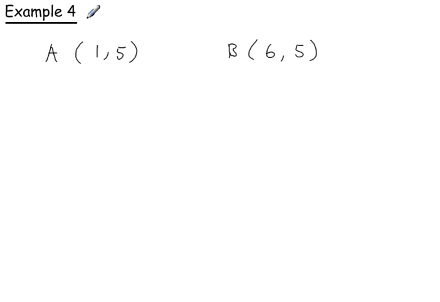Example 4, starting with point B this time. So the change in y, 5 minus 5, divided by the change in x. Starting with B again, 6 minus 1. So that's 5 minus 5 is 0, 6 minus 1 is 5. 0 divided by anything is always 0. So the line that goes through points A and B has a gradient of 0, which means the line is horizontal.